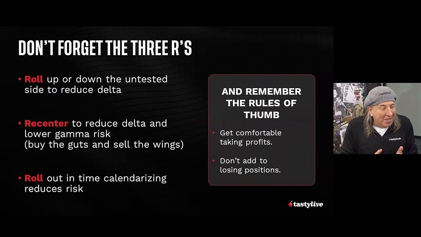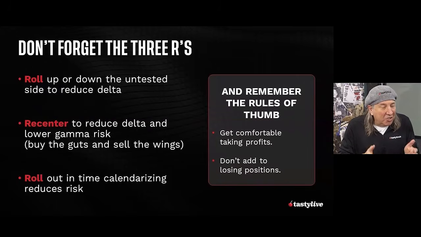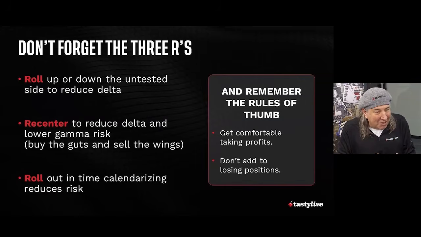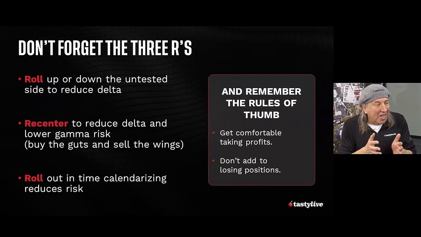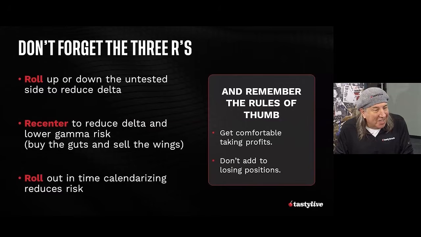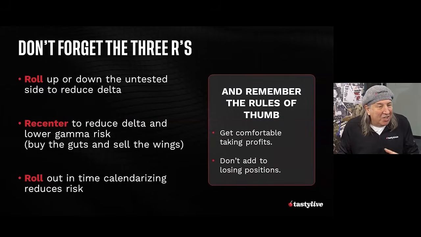And the next thing is rolling out in time. Rolling out in time means going from the current month to the next month. Now, all of these apply to listed options, ETFs, indexes, futures options. There is no difference if you're trading crude oil, ES options, NQ options, natural gas options, copper options, or soybeans or bonds or note options. They're all the same thing. You roll up or down the untested side, you recenter with one click, buying the guts and selling the wings, or you roll out in time.